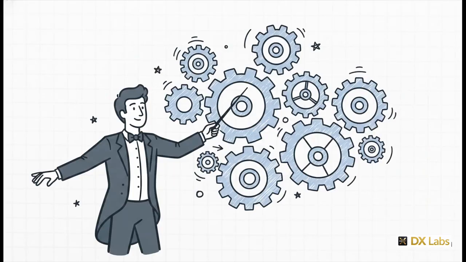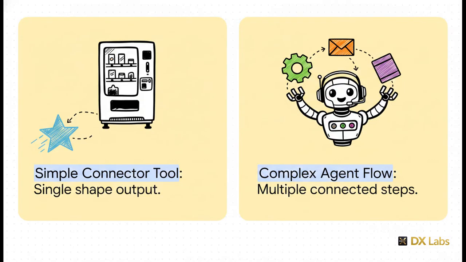Topic 1. The power of agent flows. Think of a connector tool kind of like a vending machine. You press one button, and boom, it gives you one item, like a quick database lookup for an order status. An agent flow, on the other hand, is way more like an event coordinator. It's handling multiple moving parts, making decisions based on conditions, and coordinating several systems all at once.